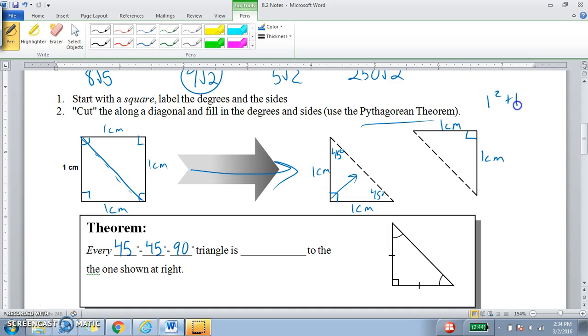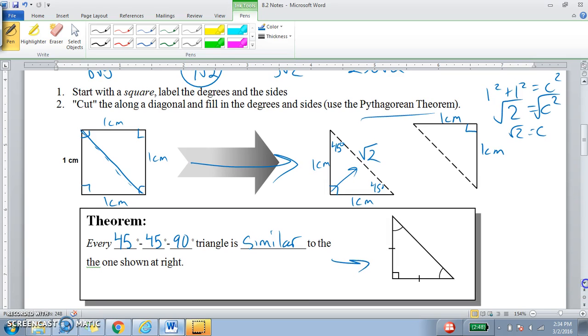So 1 squared plus 1 squared equals c squared. 1 squared is 1, so 1 plus 1 is 2, equals c squared, and then we need to take the square root of that. Square root of 2 does not come out evenly, so we leave it as the square root of 2. So every 45, 45, 90 triangle is going to follow this pattern. It's going to be similar to this one.